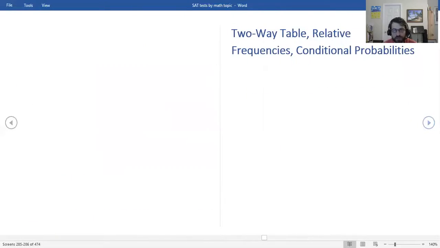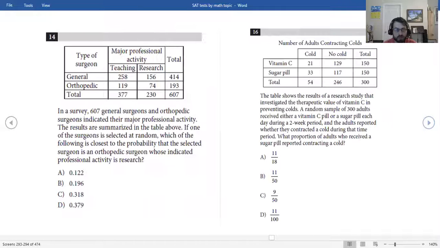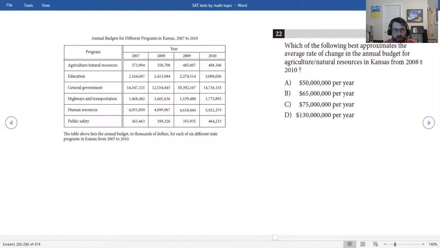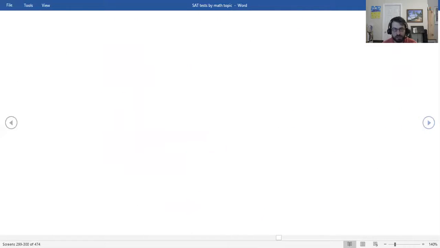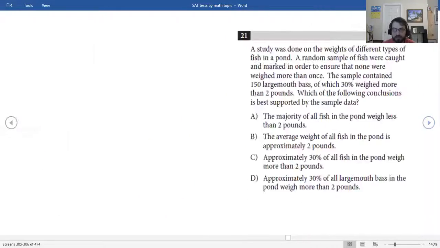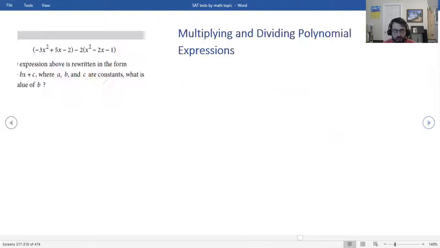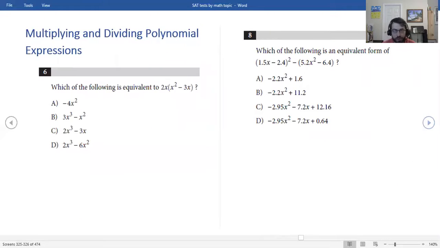Two-way tables, relative frequencies, and conditional probabilities. So analyzing data in a table and looking at specific features of it, making inferences and conclusions about data. Then we have some advanced math, adding and subtracting polynomials, and then multiplying and dividing polynomials.